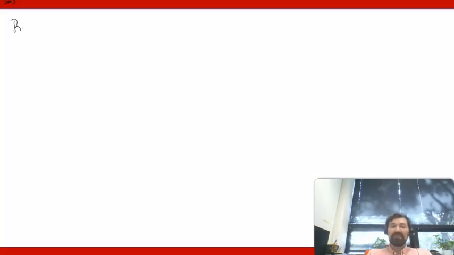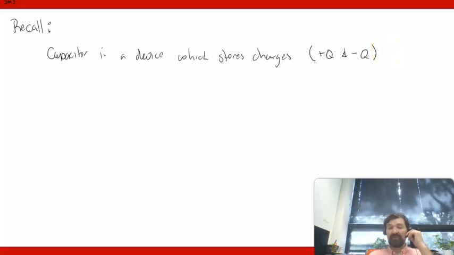Before we get to that, it might be worth recalling just what it is that we're doing with capacitors. So what is a capacitor, and what is its defining feature? A capacitor is basically a device which stores charge. The typical way that we think of a capacitor is that there's maybe two conductors involved, one storing a charge plus Q, one storing a charge minus Q.